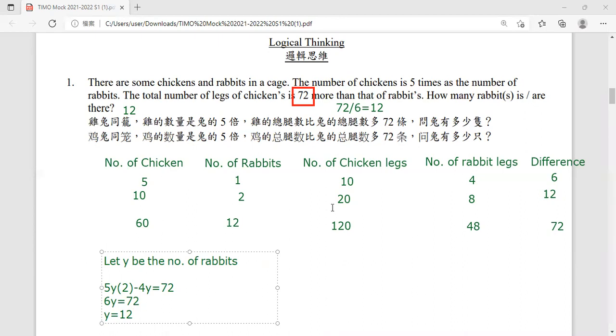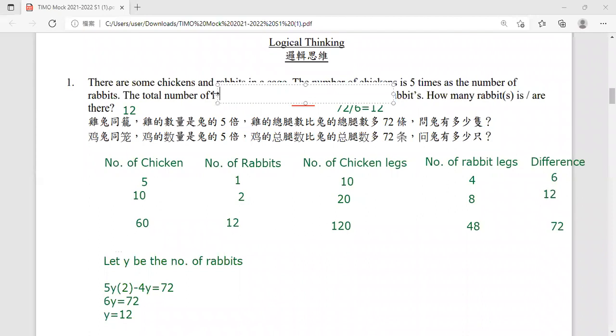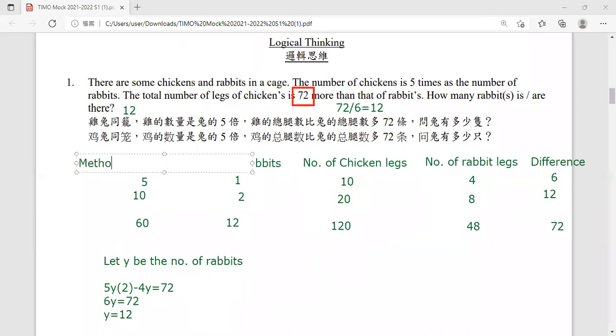You will find that if you can use the algebra method, you will do it very fast. Or if you don't want to use the algebra method, you can do something like this. This is the first method, and this is the second method.